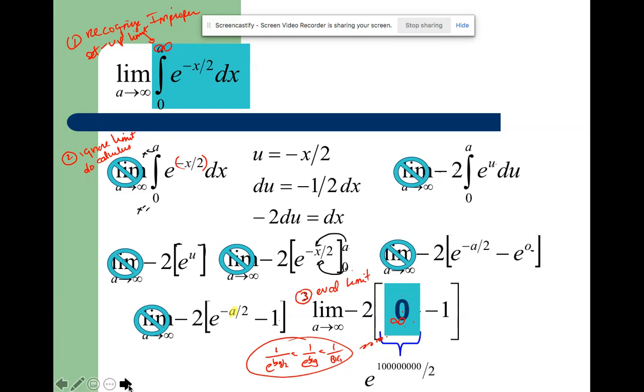So now what do I have in there? 0 minus 1 is -1. -2 times -1 is 2. OMG, that's what we had guessed, remember? From our calculator. That's how you evaluate an improper integral type 1, which is where you have infinity as an upper limit of integration.